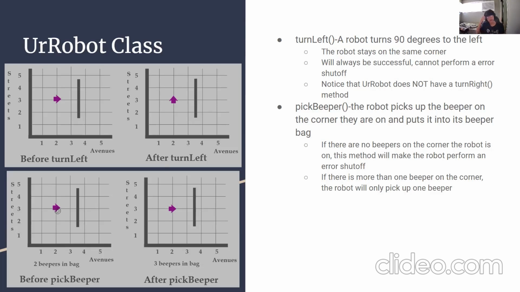One of our last methods is pick beeper. So pick beeper makes the robot pick up the beeper on the corner that they are on, and they put it into their beeper bag. So in order to pick up a beeper, they have to be on the same corner that the beeper is on. And when the robot is on this, you might not even see the beeper. So you just have to know that the robot is on that beeper, and then you have to pick it up.